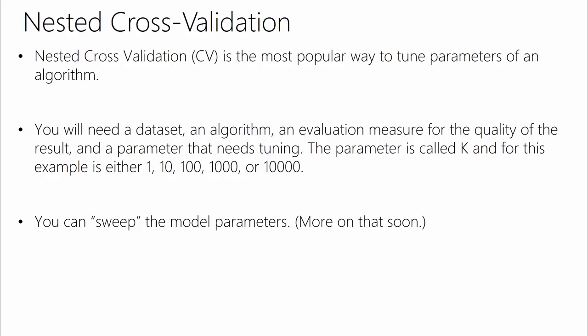And to do it, you need a data set, you need an algorithm, you need an evaluation measure for the quality of the results, and then you need some parameter that you want to tune. And the parameter here, I'm just going to call it k, but it just depends on the algorithm. And for this example, I want to consider 5 different possible values for k. And those values happen to be 1, 10, 100, 1,000, and 10,000. So you can actually sweep the model parameters, so I'll tell you about that shortly.